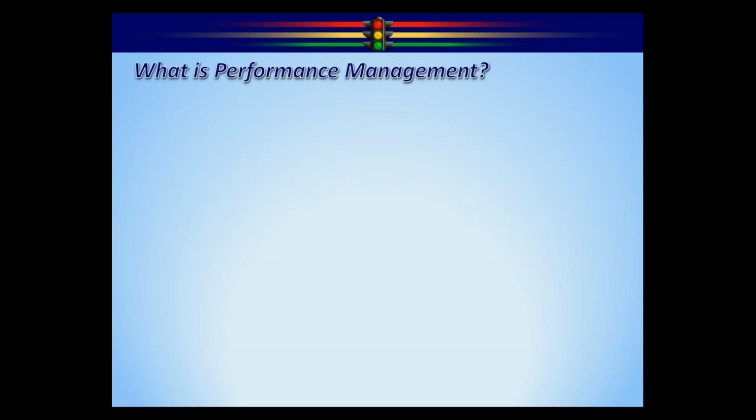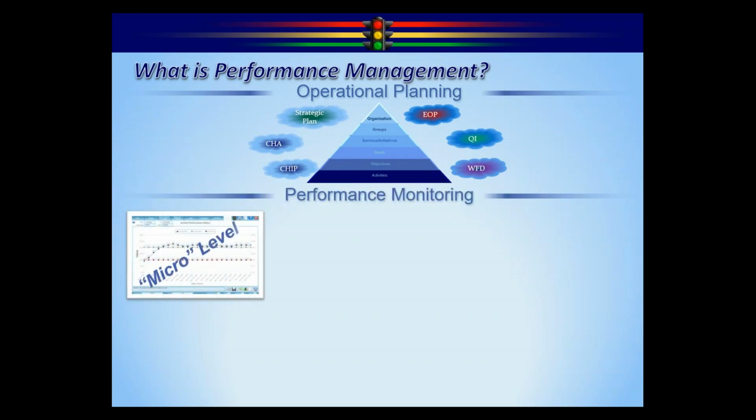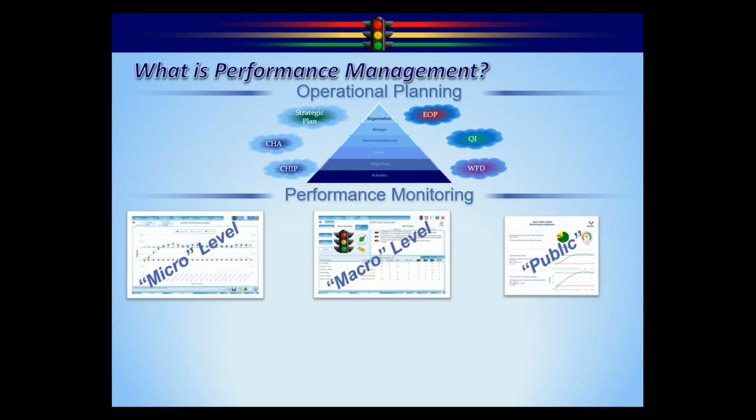So the first step of performance management is you have to create a good operational plan, and you probably already are working on a strategic plan or you already have one, but that is just getting a specific group of people doing a specific set of activities in a specific time frame. Then the next step is once you get going on that plan, you want to monitor it. So you want to monitor that plan on pretty much every level. So the macro level would be, let's say, your group level. How are we doing in our community health assessment? How are we doing in our workforce development plan?